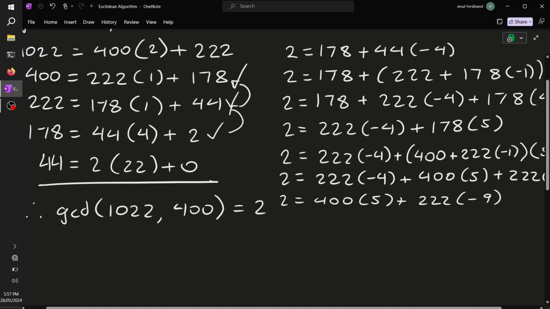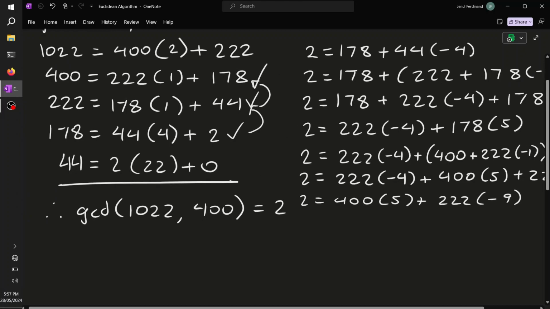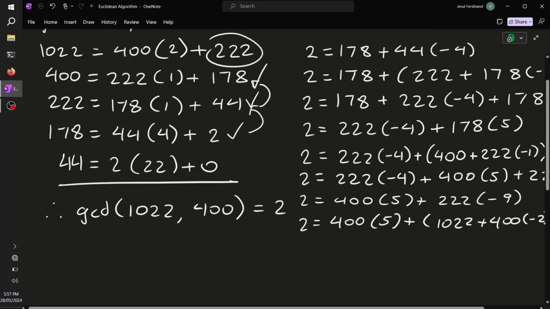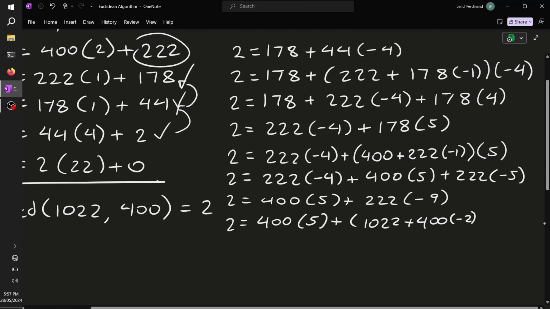Now this line's done. Now we move on to the last one, the very top. So we have 222 here and we have a 222 here. So we can substitute the whole line in. So 2 equals 400 times 5 plus 1022 plus 400 times negative 2, and then times that whole thing by negative 9.